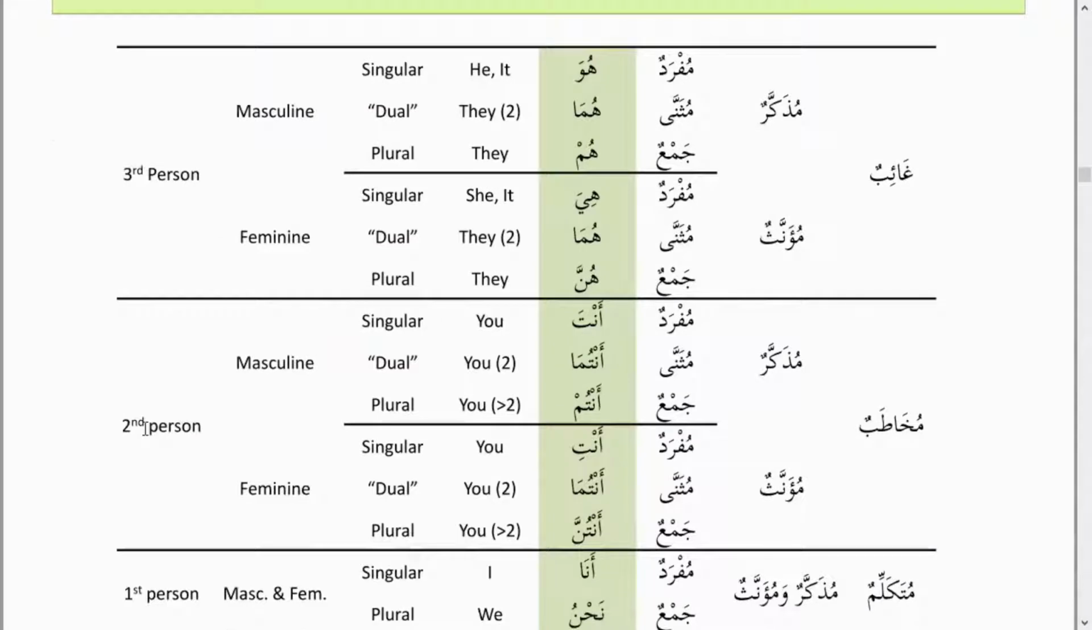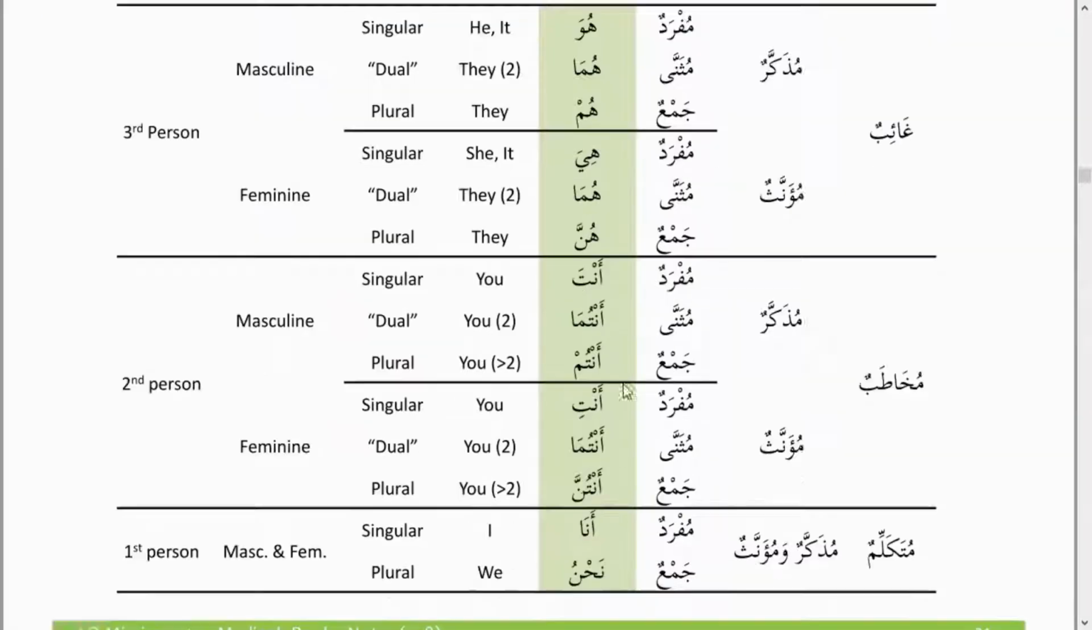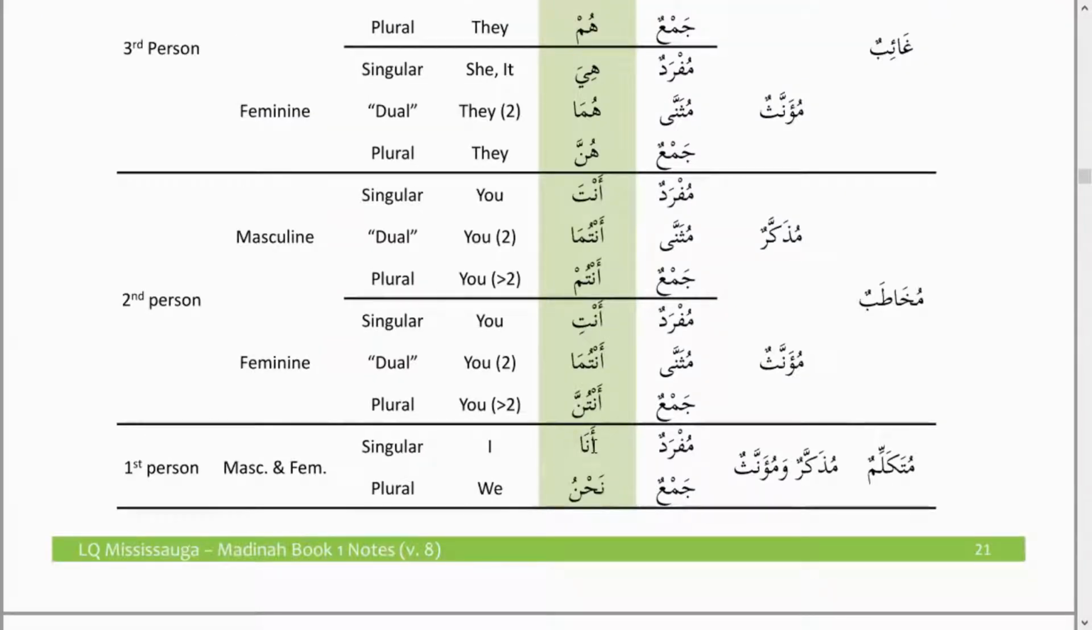Then the second person is the one you're speaking to, like you, right? It's called mukhatab, not mukhatib. Mukhatib is the one who speaks. Mukhatab is the one to whom you speak. And the first person is I. There's no masculine or feminine in the first person. It's ana and nahnu, that's it. I and we. Ana is used for both male and female. Duals also use nahnu. But these are the only two in the first person, inshallah ta'ala.